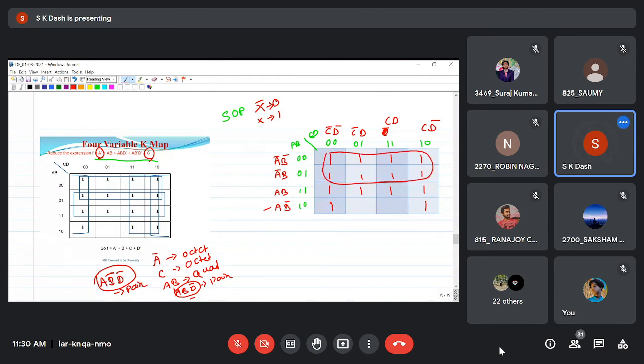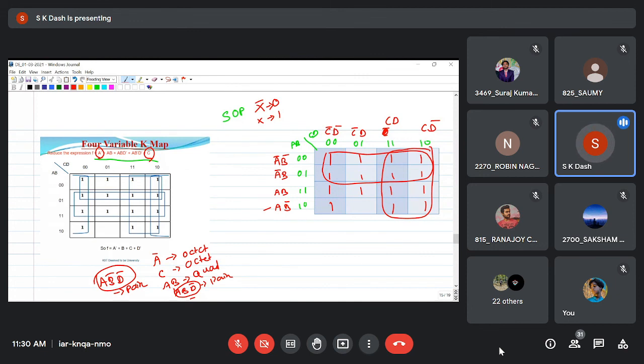bar. Similarly, C, tell me yourself where C needs to be present, or where I need to put 1, such that I will get an octet of C. Last two columns. So if it is a quad, then its expression would have been C. Now see, easily within 2-3 minutes, we are able to fill all the ones.